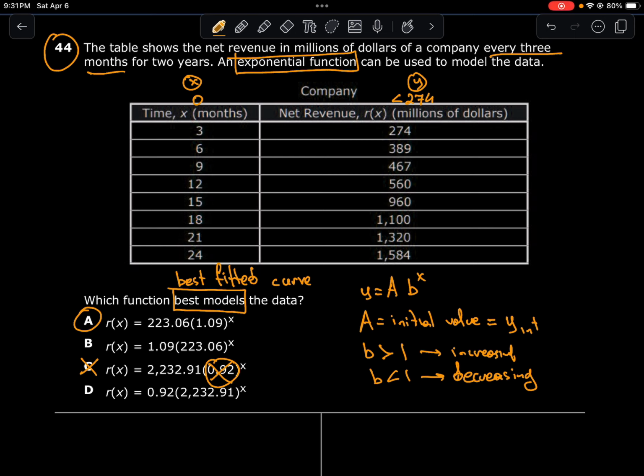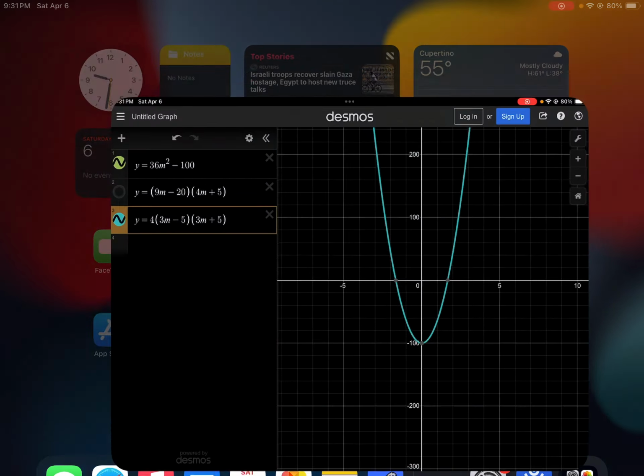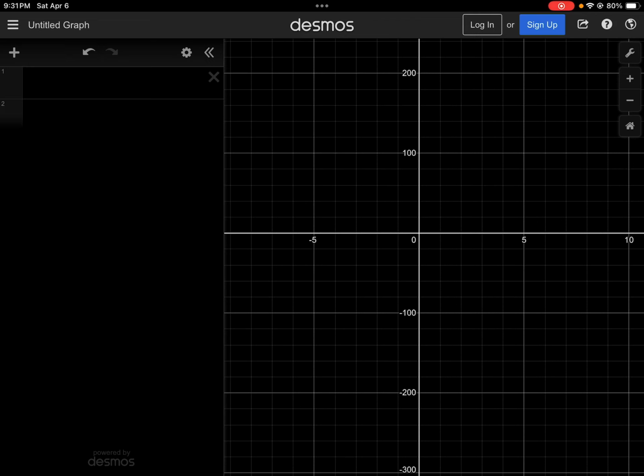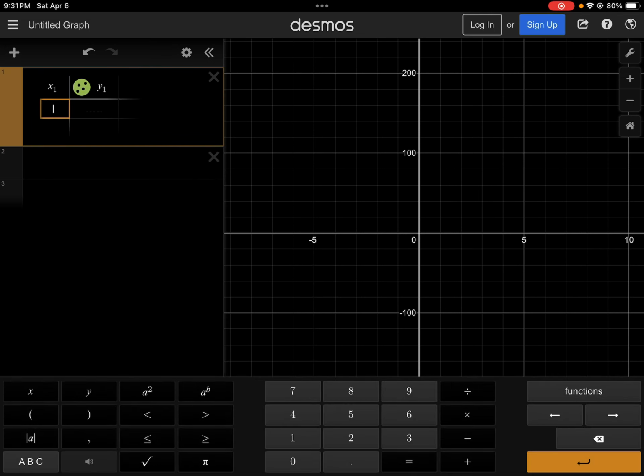Okay, I still have the graphing calculator. All right, let's go. I'm going to start by putting this table, and unfortunately I can't cut it down to just 3 of them, because if it says best modeling, best fitted, or any of that, you have to put all the data. Otherwise, you're not going to find the best fitted.